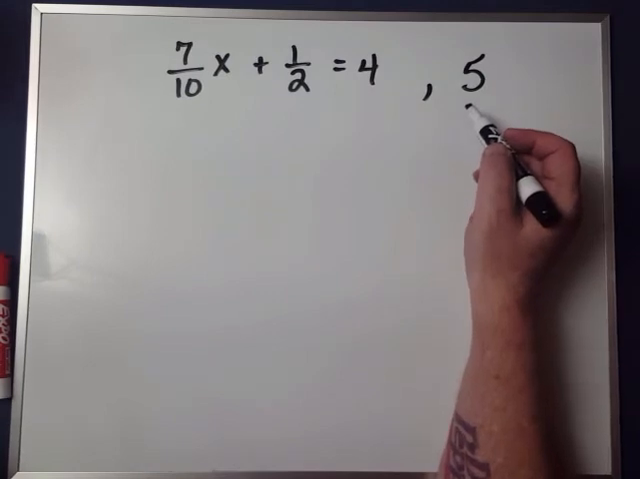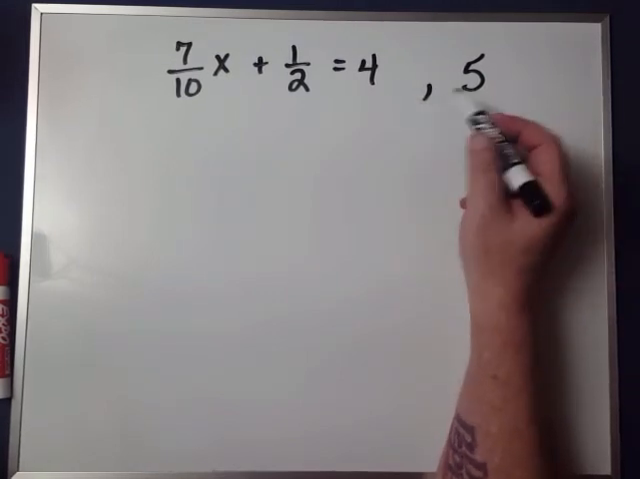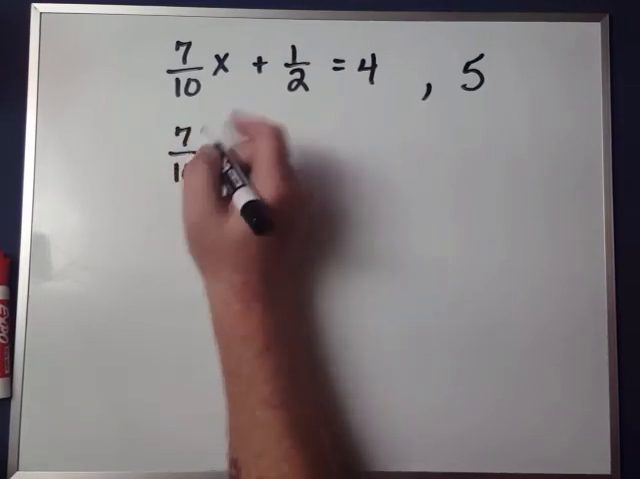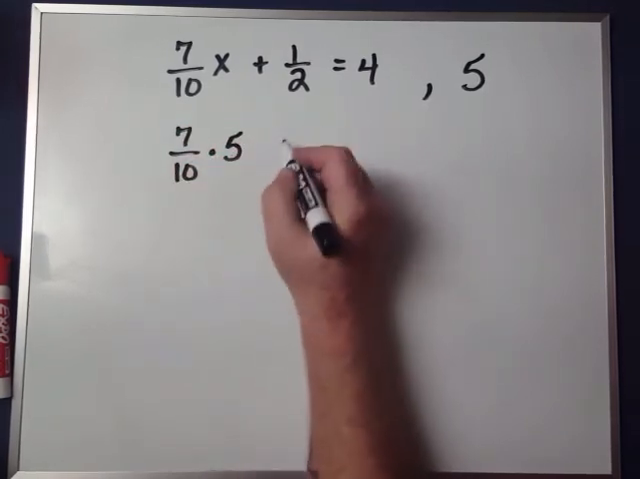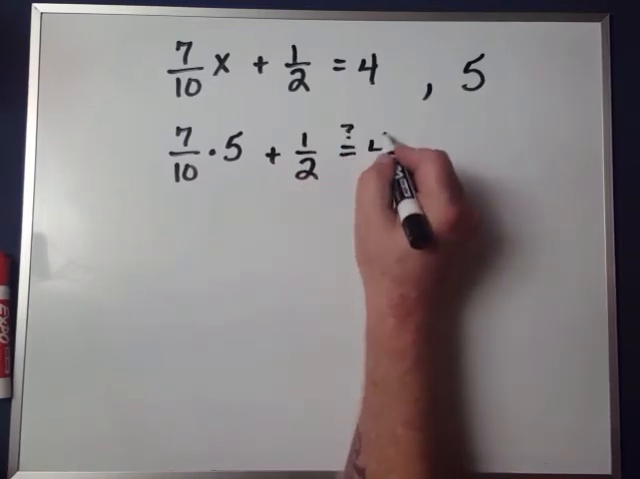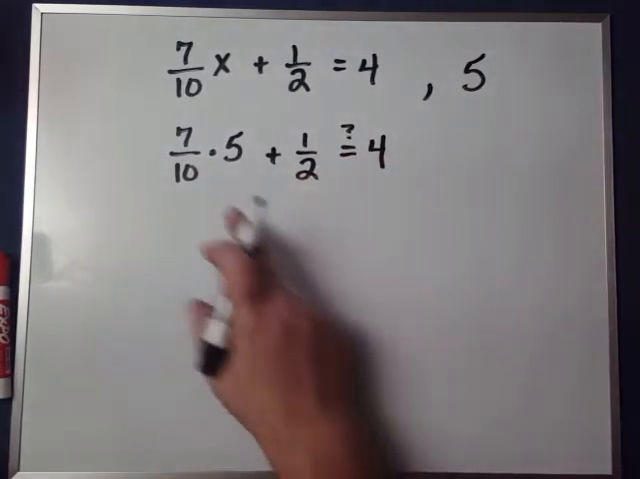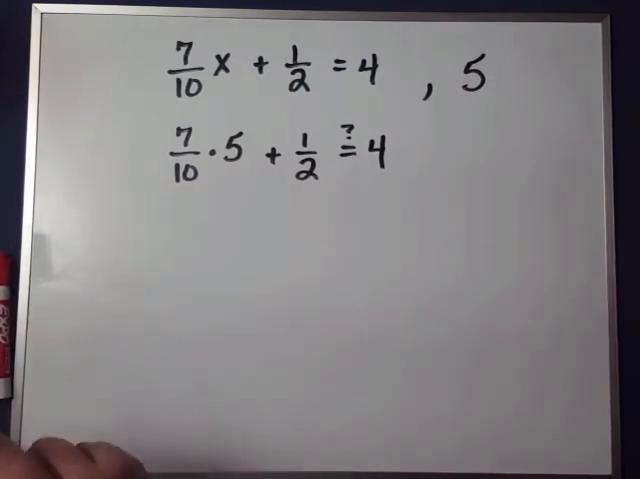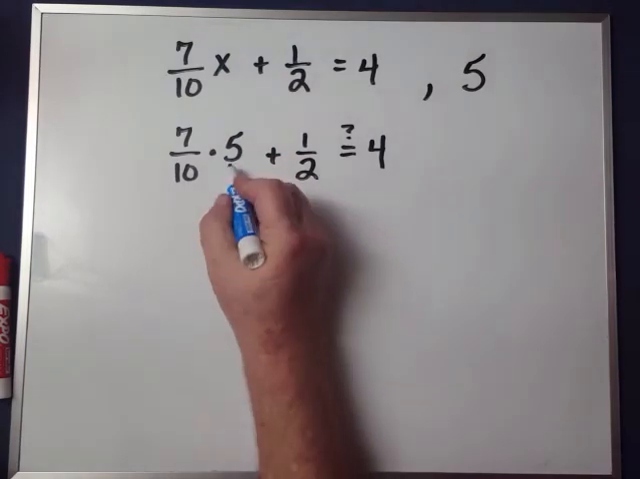To determine if 5 is a solution to the given equation, we'll plug 5 in for x. That gives me 7/10 times 5 plus 1/2. Is that equal to 4? We need to multiply fractions. You multiply the tops, multiply the bottoms. Cross cancel if possible.